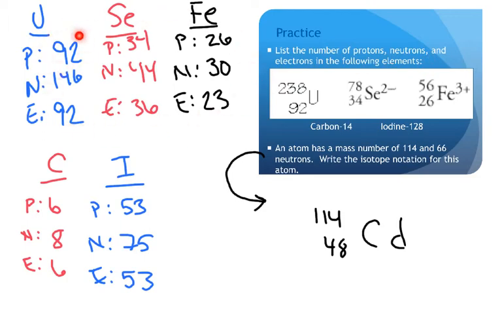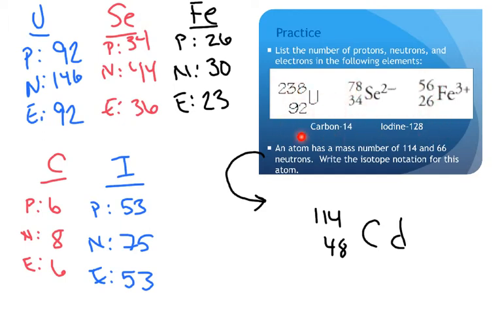Uranium was neutral, and therefore protons and electrons were the same amount. However, for selenium and iron, because they have charges of -2 and +3 respectively, their protons are different from their electrons. To find the number of neutrons, you simply had to subtract the mass numbers and the atomic numbers.